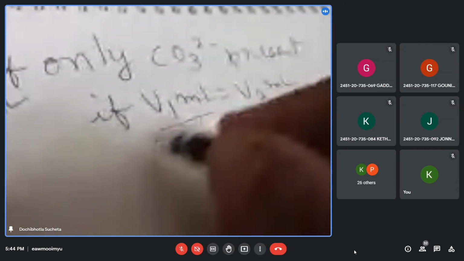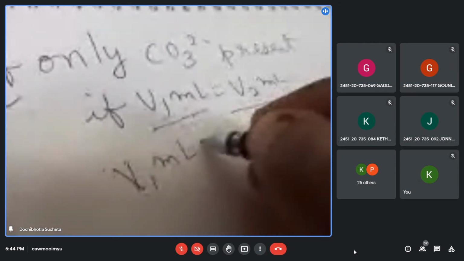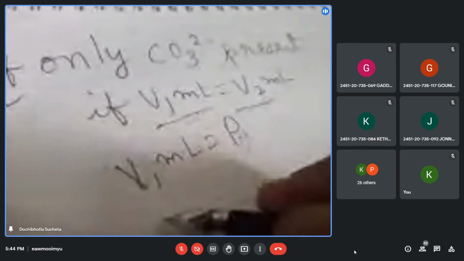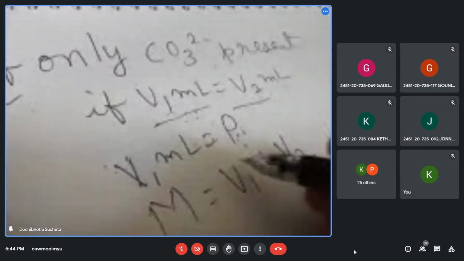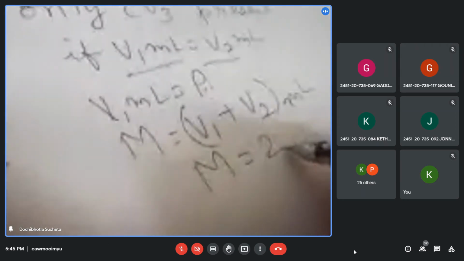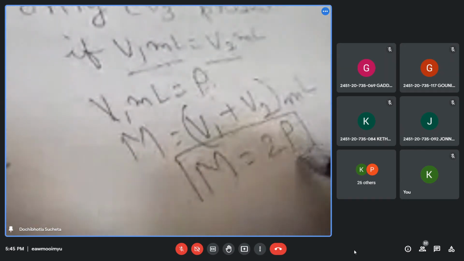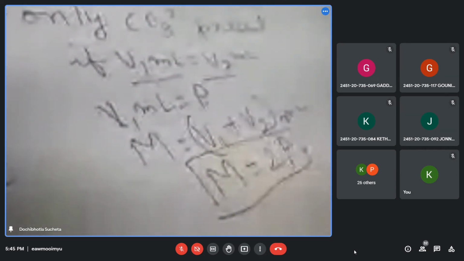Okay. Now, in this case, what should you write? V1 ml is always equal to P, that is the phenolphthalein endpoint. But I know methyl orange is nothing but V1 plus V2. So, can I write M is equal to 2P? Okay. So, if only carbonate is present, M is equal to 2P. This is important. That's how you will detect the presence of only carbonate in the test water sample. You understood? Okay. Then I'll go to the next combination.